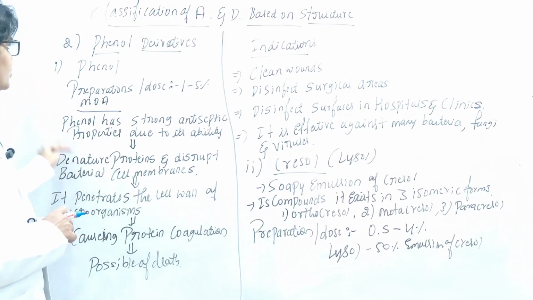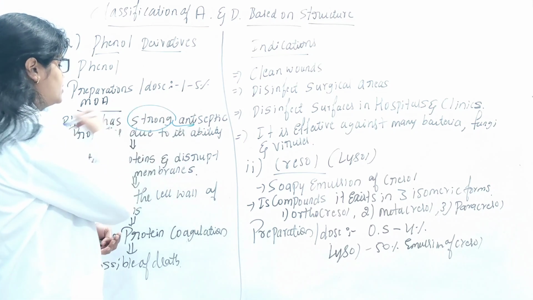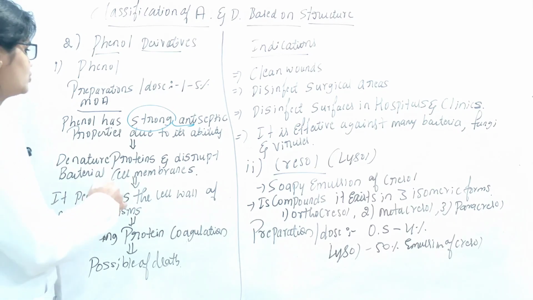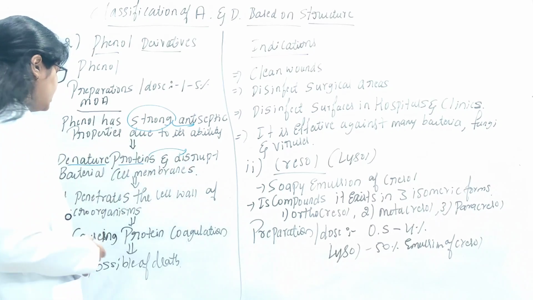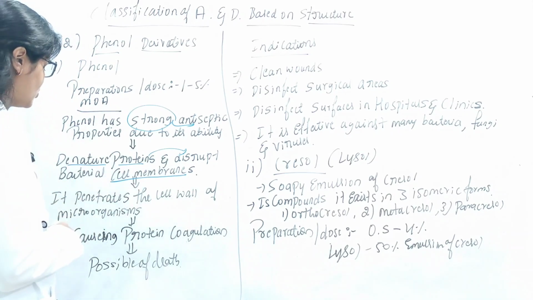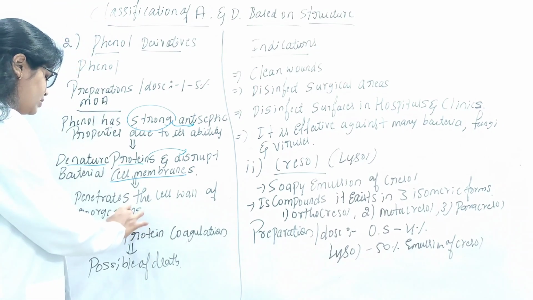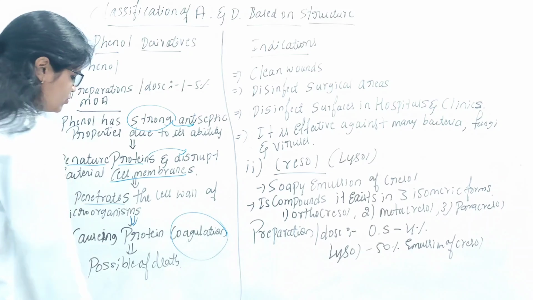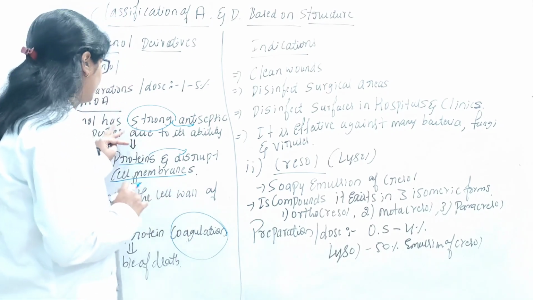So here the mechanism of action: phenol has a strong antiseptic property. It denatures the proteins and disrupts the bacterial cell membrane. Once the cell membrane of the bacteria is disturbed, it penetrates the cell wall of the microorganism. Then it causes protein coagulation, like a clot. Protein coagulation may lead to the death of the organism, meaning it has a bactericidal effect. This is the mechanism of action of phenol.